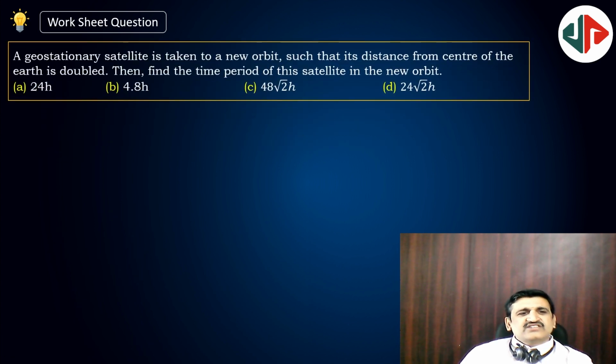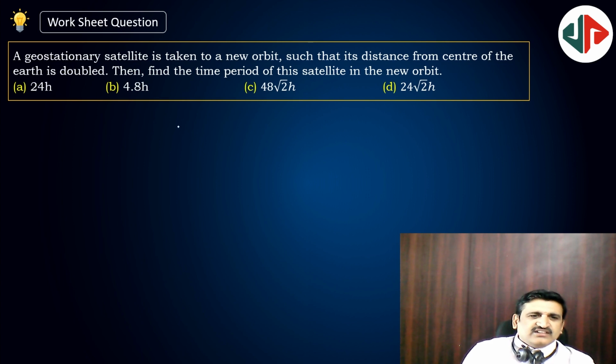Next, a geostationary satellite is taken to a new orbit such that its distance from the center of the earth is doubled. Then find the time period of this satellite in the new orbit.